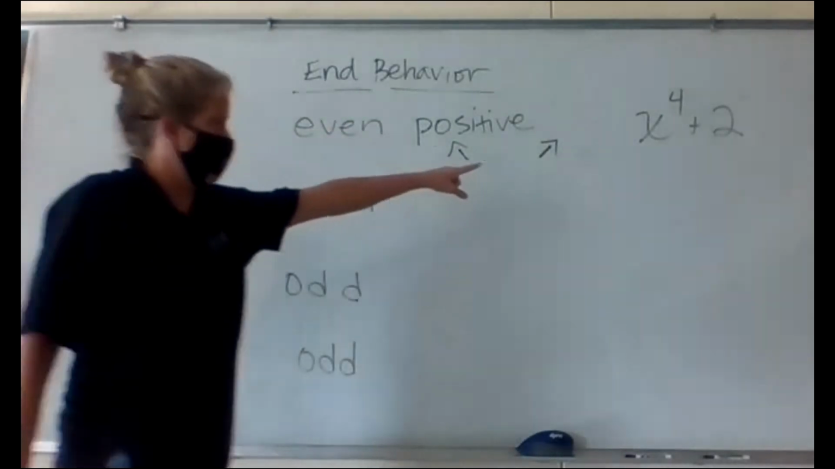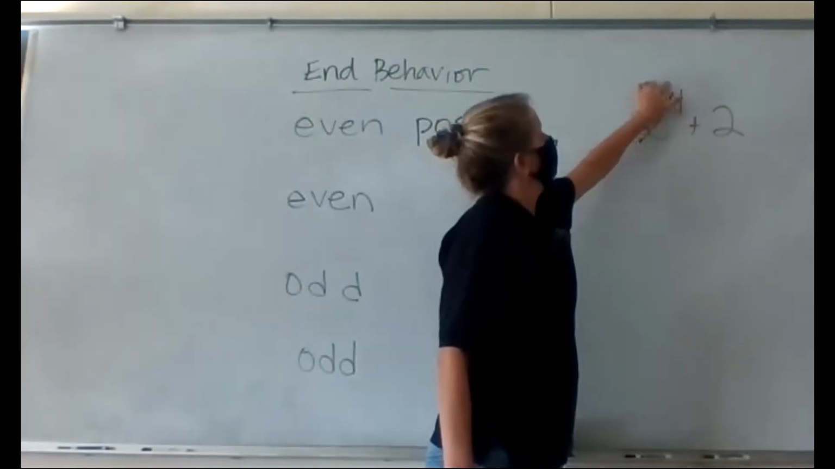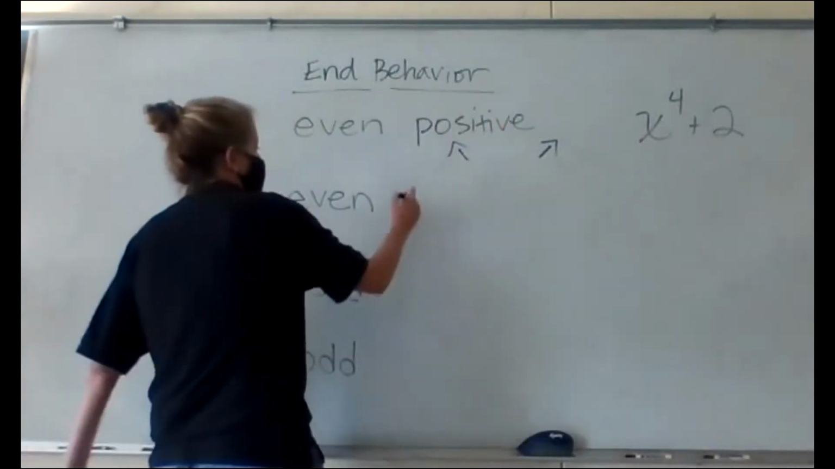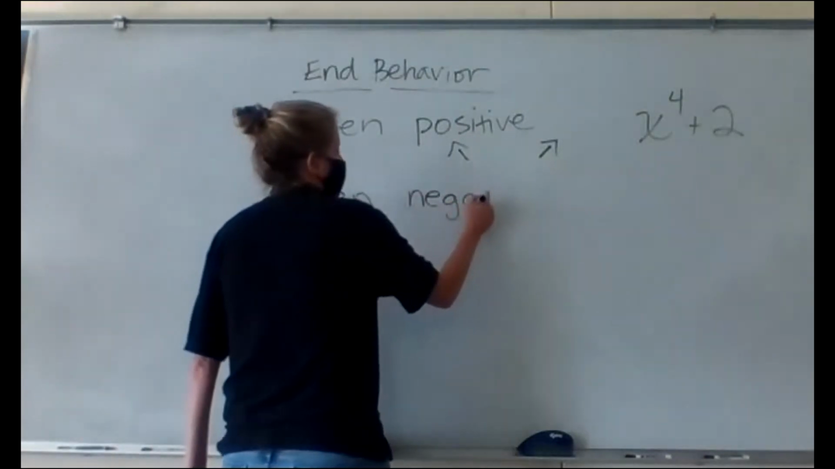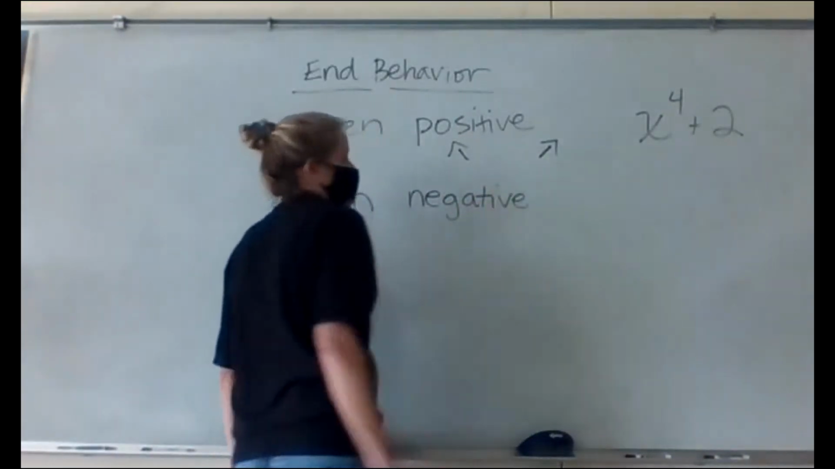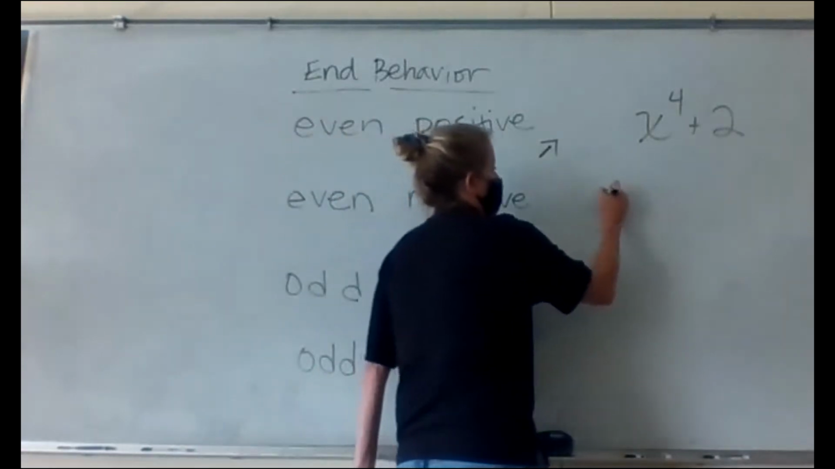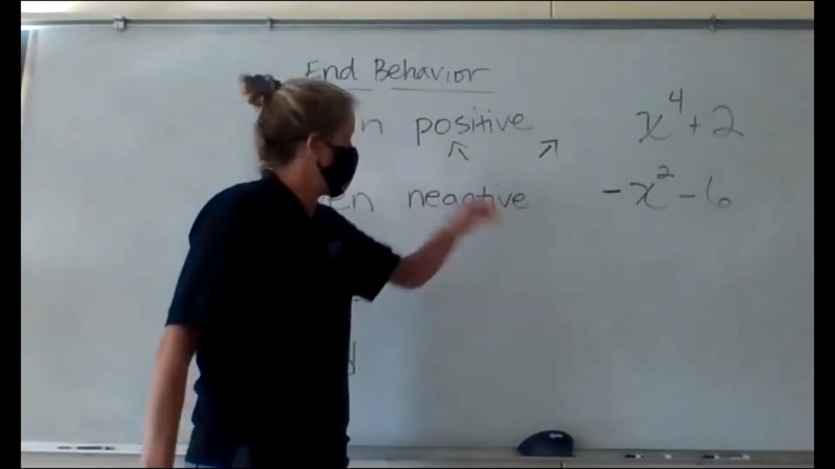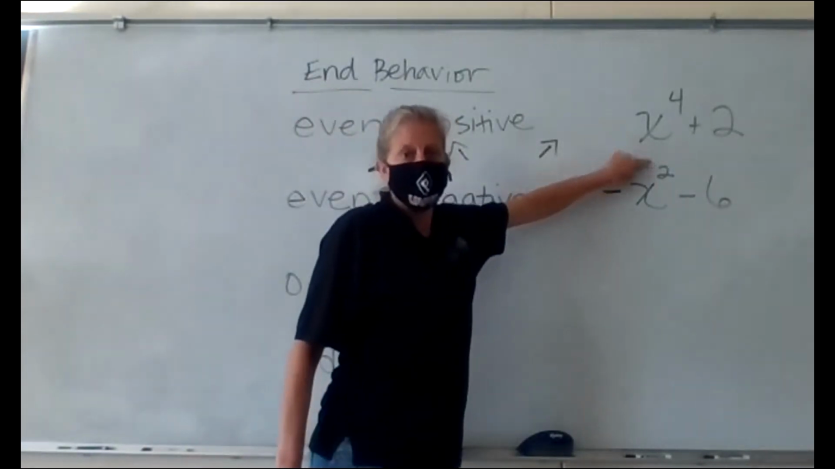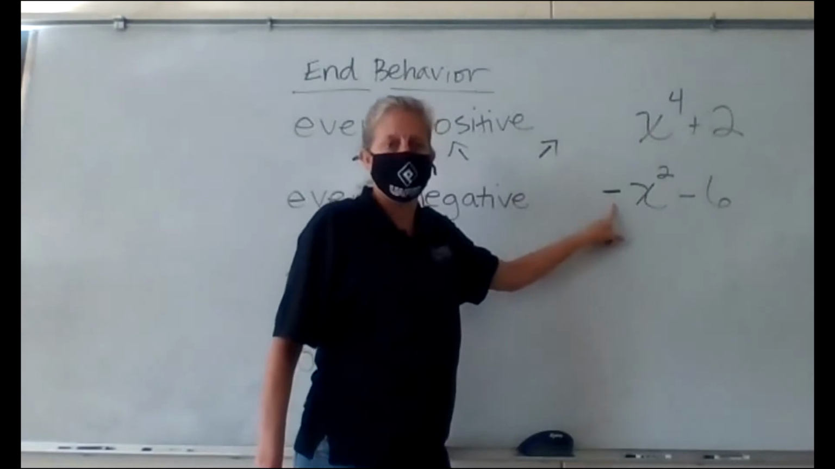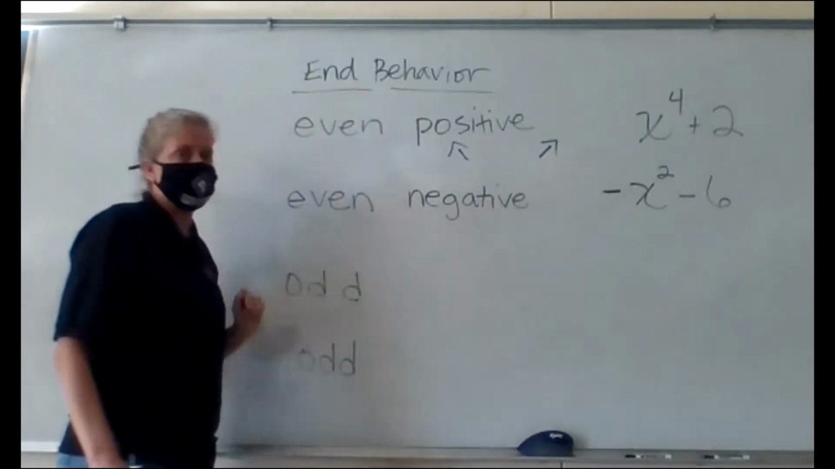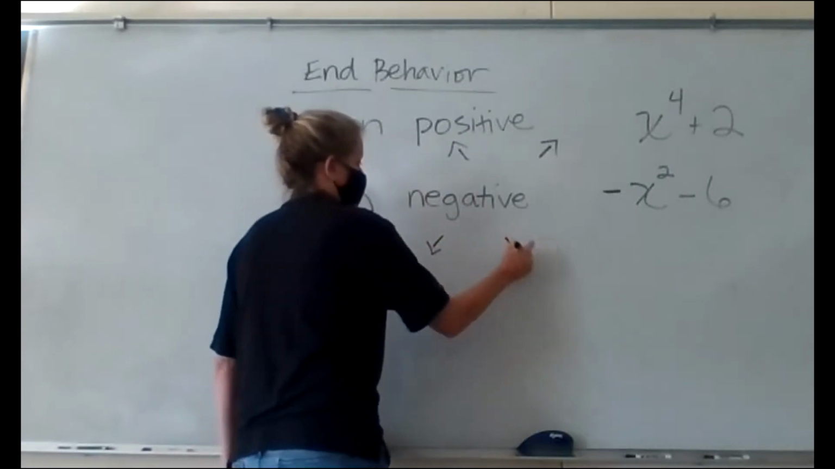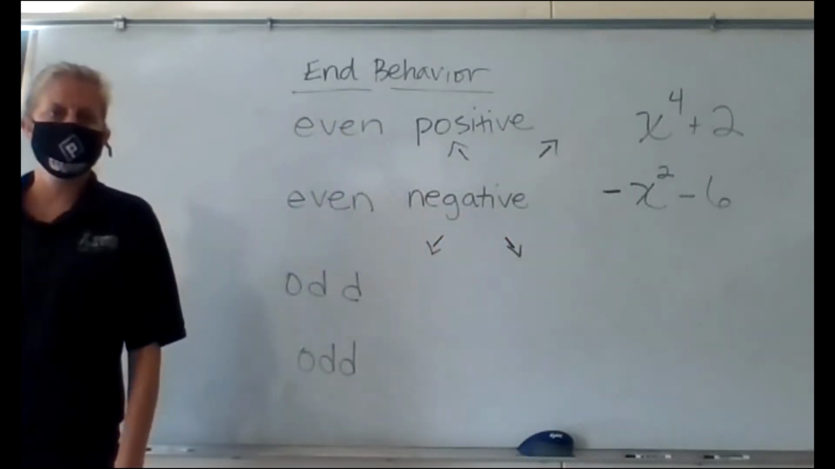So that's what that one will be, right? Even, positive, both going up. If you are even but negative, again, the ends of your graph are going to be going in the same direction as each other. But what if you are negative x squared minus 6? So again, I'm even, but this time I'm negative. So my ends are still going to be going the same direction as each other, but this time they would both be going down.